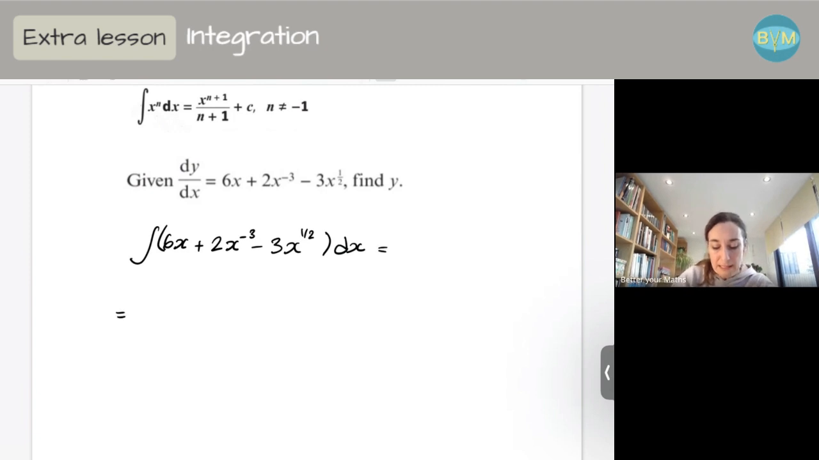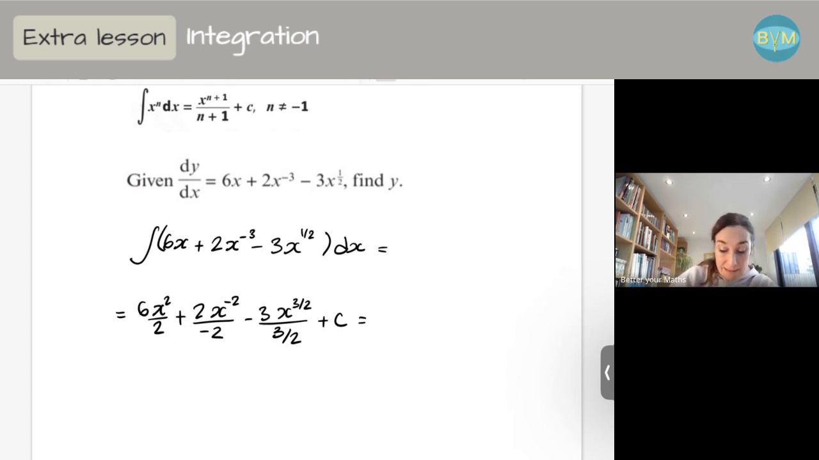So I would keep the 6, and then I integrate the x. So I will have x squared divided by 2. Then you simplify the coefficient. The next one, you have plus 2x to the power of minus 3 plus 1, which is minus 2, and you divide by the new exponent, minus 2. The next one will be minus 3, and then you increase this exponent by 1. So 1 half plus 1 is 3 halves, and then you divide by 3 halves. And then you rearrange your coefficients. Don't forget the constant of integration. Always, we tend to forget that.